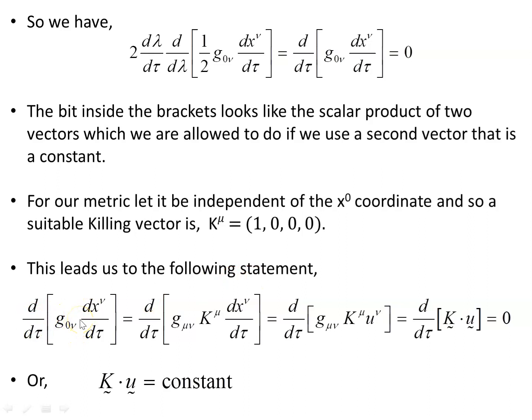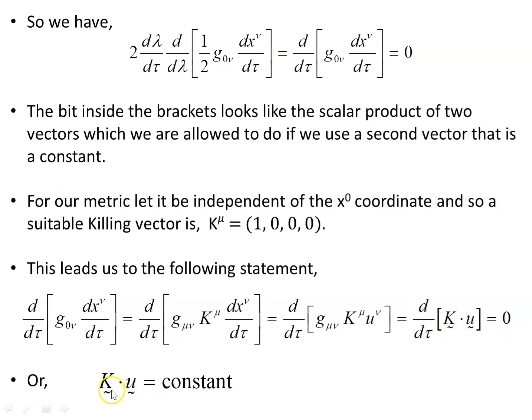So let's come back here and stick that in here. Sticking a 1 in doesn't change anything. G0 nu becomes g mu nu k mu. Okay. And it doesn't change anything, because really that mu is a 0 there. So I haven't changed anything. dx nu d tau is d tau of g mu nu k mu u nu. All right. Which is really this metric here lowering this mu, if you like, and then you can contract and produce the scalar. And that's really the scalar product of the vector k with the vector u. All right. And the derivative of that is 0.